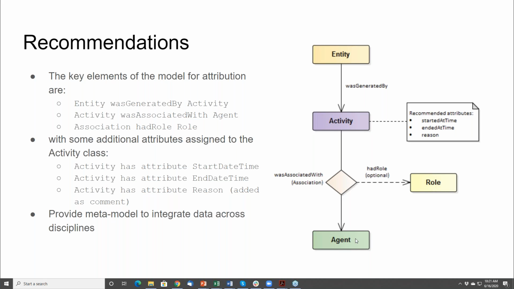So it would be this agent has this association, and in the context of this association, they had the role of curator or collector or something from the contributor role ontology. And I will also add that the roles in CRediT are also linked to the contributor role ontology.